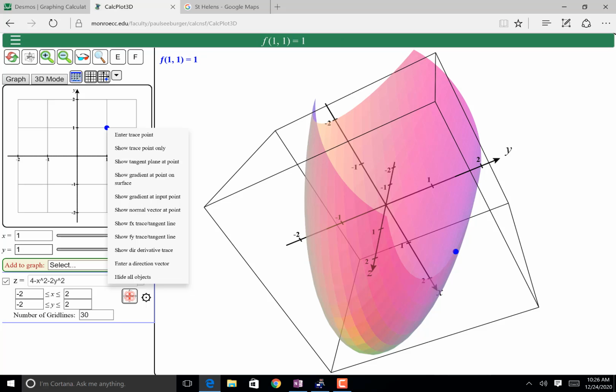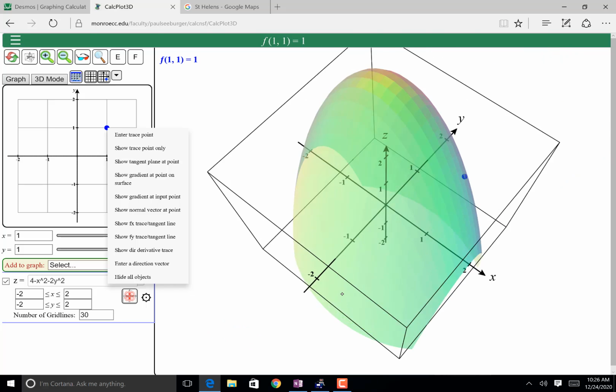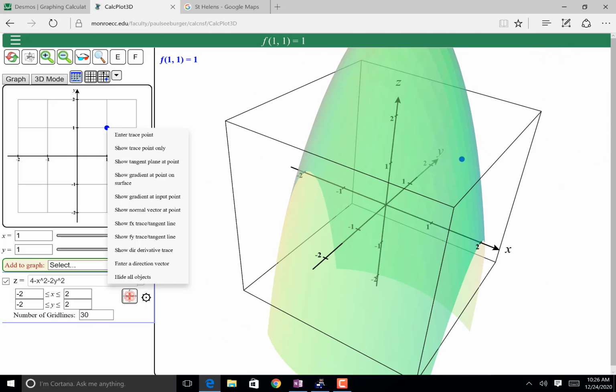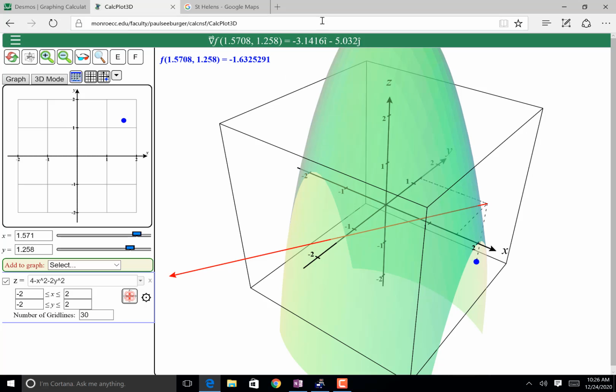Anyway, if you do that, it'll tell you at the top of the page, f of 1 and 1 is 1. You see that? That's the z value of it. Now, if you click on this point here, anywhere on this point, it should say, show the gradient at the initial point, and it'll tell you what the gradient is. Okay? Notice that they use this guy here.